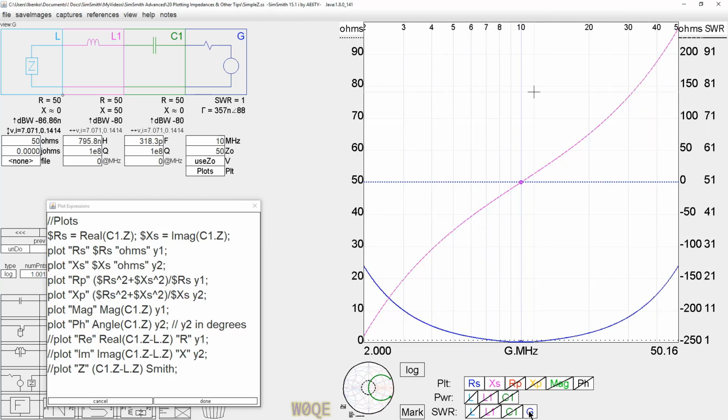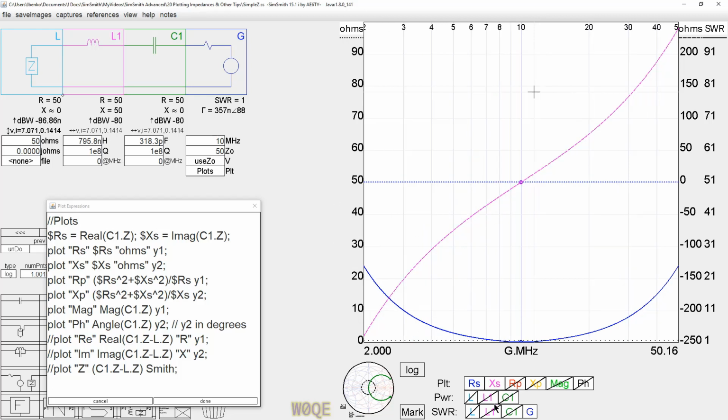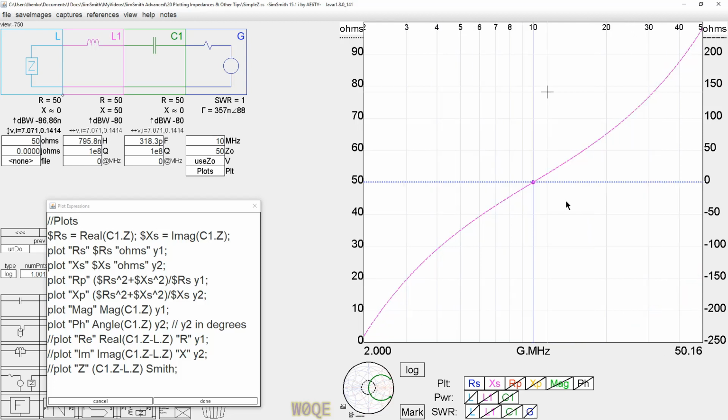We can make it an SWR. Let me get the power and SWR. So the power axis is right here. The Y1 axis is this. The Y2 axis is this axis, is this right here, and the SWR axis is this. So there's 4 axes that we can use, and we can plot on any one of those, but it makes sense to plot on ones that make sense so you don't get confused.